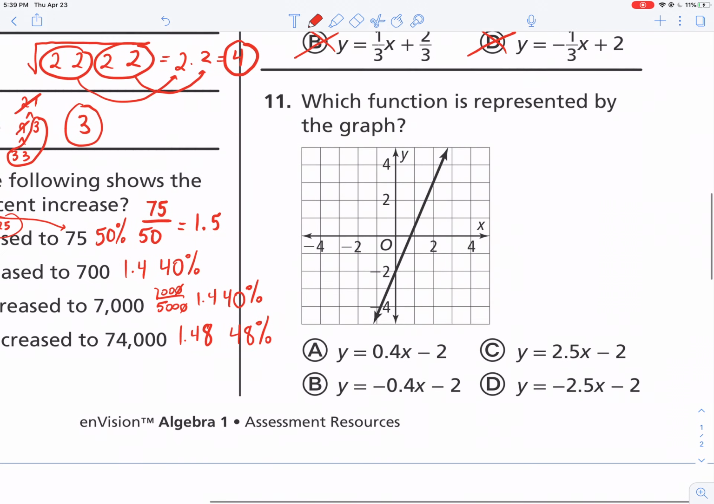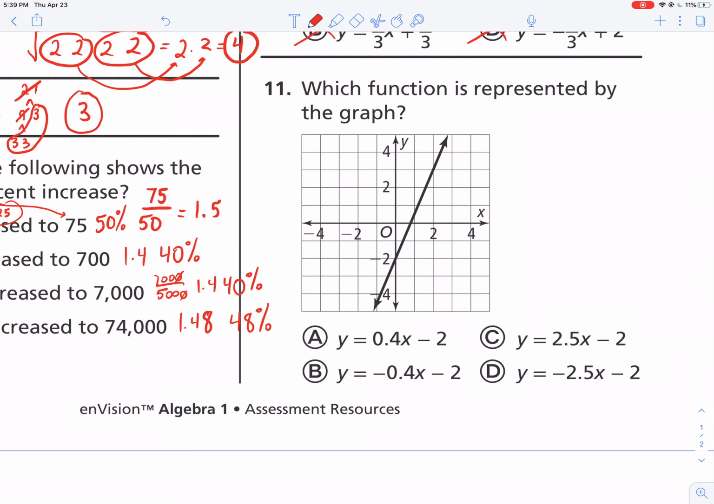Okay, and then the last one, number 11. It says which function is represented by the graph. So this one's a little different because we got decimals. So first thing we're going to start with is our b. What's our b value? Well, it's here at -2, but if you notice, all of them are at -2, so that doesn't help us. But if we look at our slope, is it a positive slope? Is it a negative slope? Is it a horizontal slope? Or is it a vertical slope?